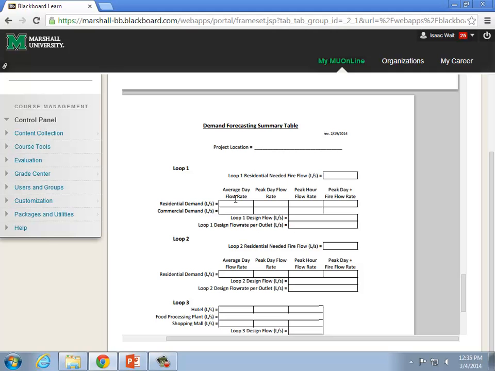Now the peak daily flow rate, does anybody remember what the peak day flow rate is? It's 1.8. And what does that represent? What's the interpretation of what is the peak day?